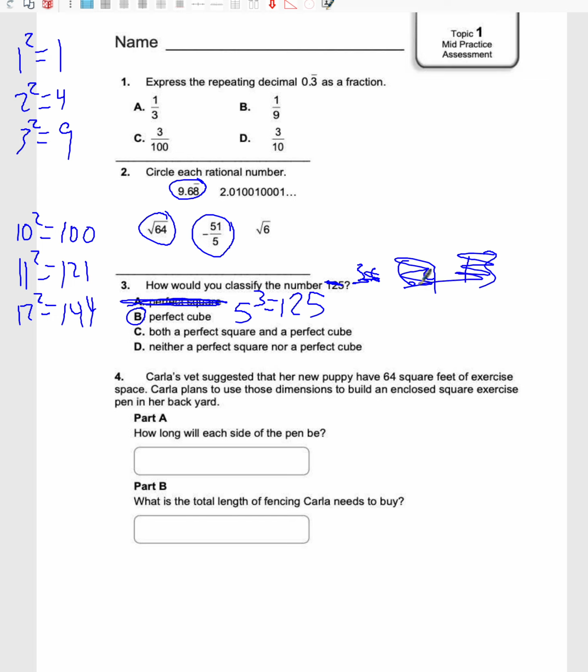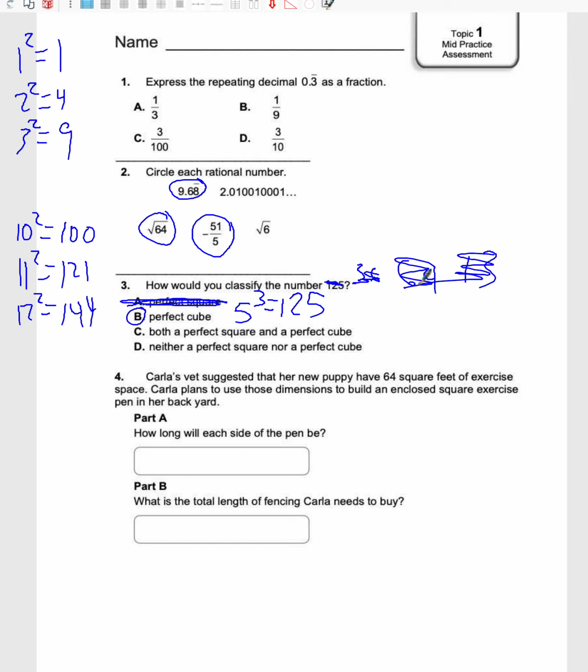All right. Number 4, Carla's vet suggested that her new puppy have 64 square feet of exercise space. So Carla plans to use those dimensions to build an enclosed exercise pen in her backyard. That is a pampered puppy. Good for Carla. So how long will each side of the pen be?